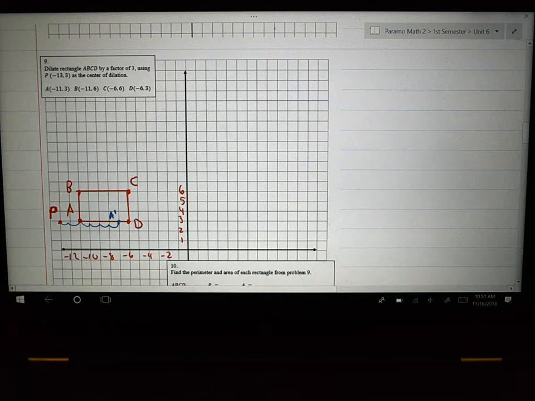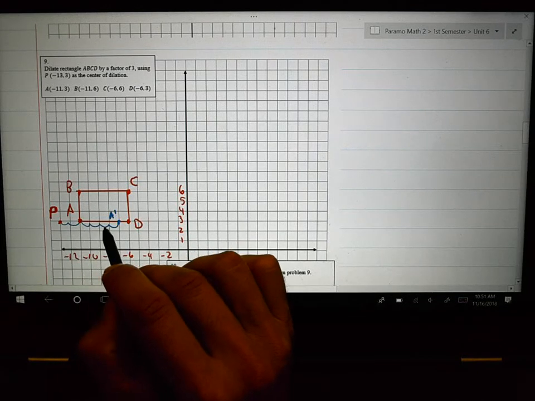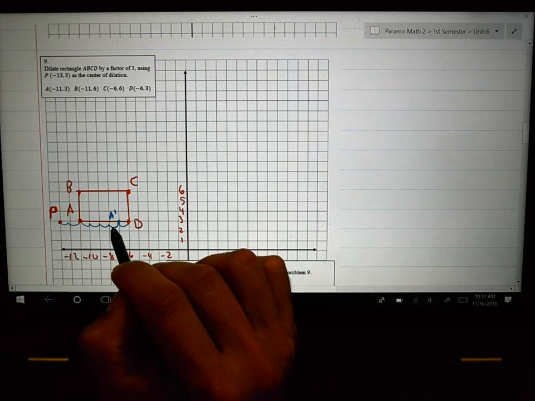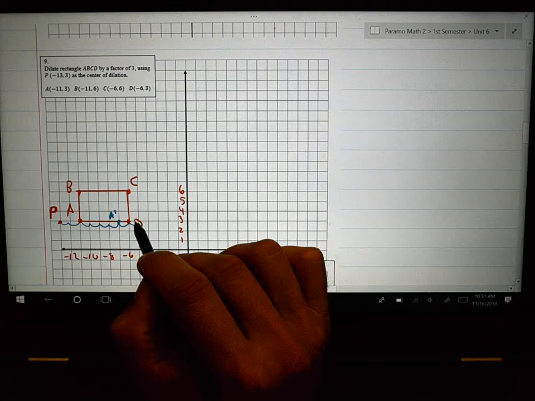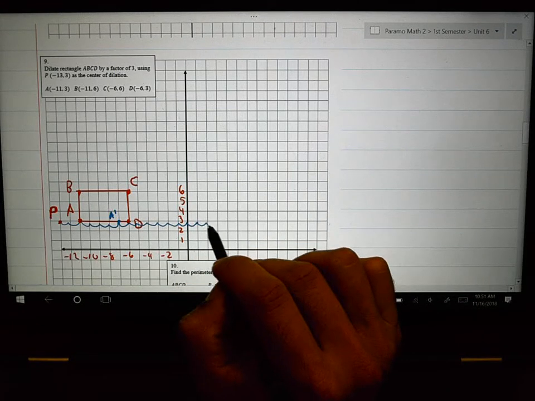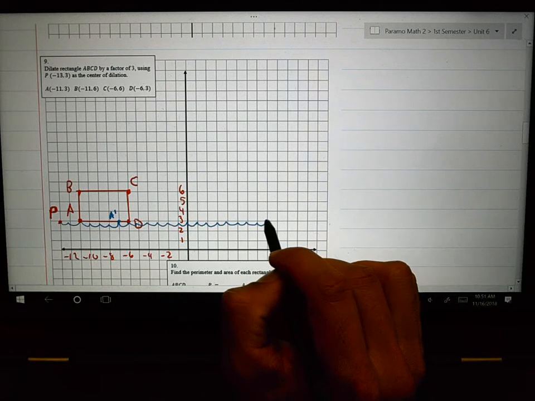I'm going to do the same thing for D. 1, 2, 3, 4, 5, 6, 7 units away from P. I need that 3 times. 7. That's 2. 1, 2, 3, 4, 5, 6, 7. That is 3. D prime is now here.